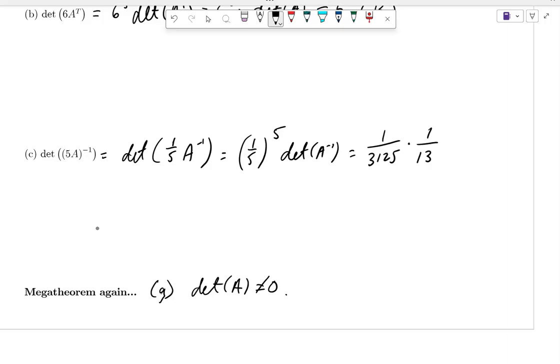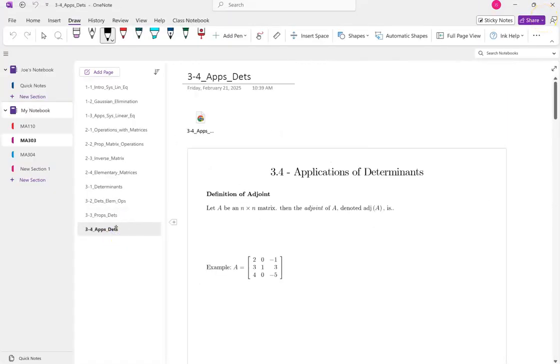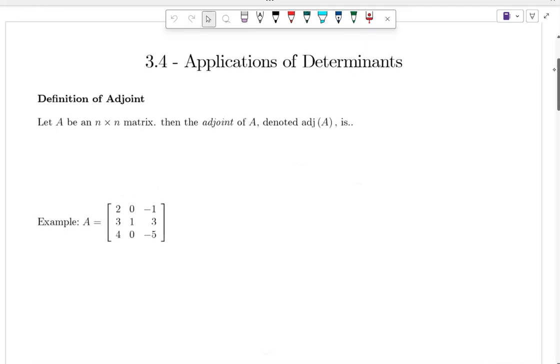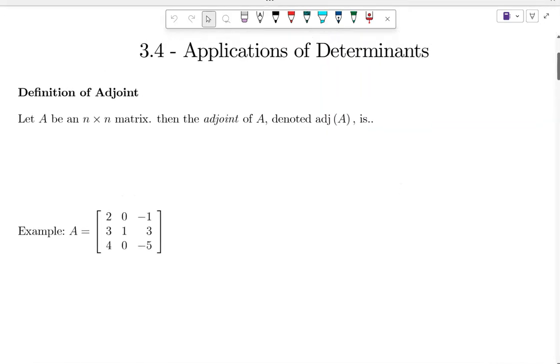All right. That's all right? Any questions on those properties at all? You'll notice that those properties you'll play around with on the homework too that I handed out. All right. So let's go to the next section here, where we've got some applications of determinants.